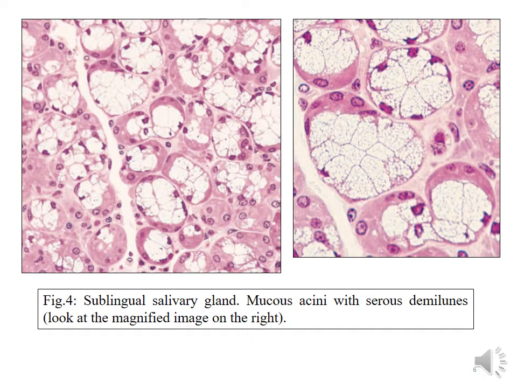Finally, we have the sublingual salivary gland. It is formed of mucus acini with serous demilunes. As you can see, everything here is empty looking, so these are all mucus. However, we can see that they have a serous demilune, so this is an acinus. This is the mucus part, and here we have a small crescent shape, and this is the serous part. This is the serous demilunes formed of the serous cells. So the sublingual salivary gland is mucus with serous demilunes. So the parotid is serous, the submandibular is mostly serous with mixed acini, mucus with serous demilunes, and the sublingual is mucus acini with serous demilunes.